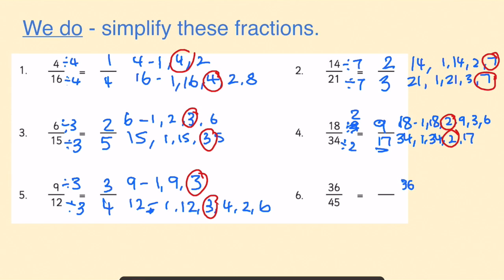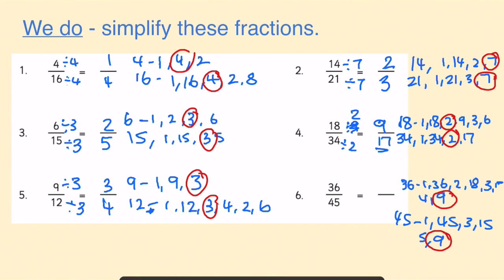36's factors are 1, 36, 2, and 18, 3, and 12, 4, and 9. 45's factors are 1, 45, 2, no, 3, and 15, 4, no, 5, and 9. So the highest common factor they share is 9. So 36 divided by 9 is 4, and 45 divided by 9 is 5, so 4/5.